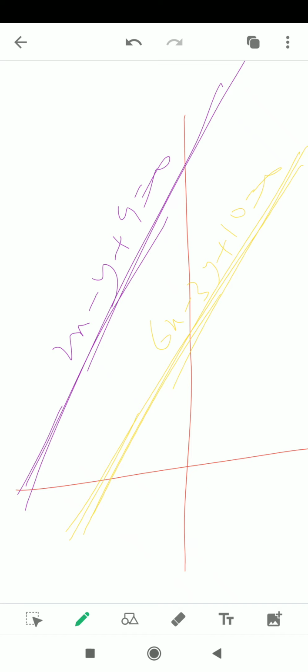Okay, so I hope you understood all the three. With the help of coefficients we can just say whether the lines are parallel, coincident or intersecting.